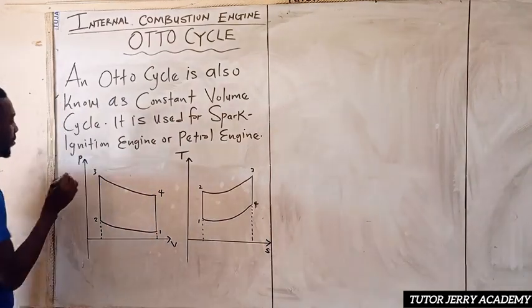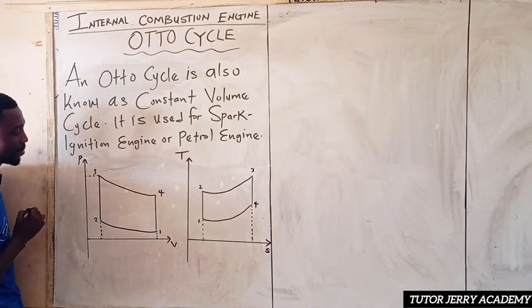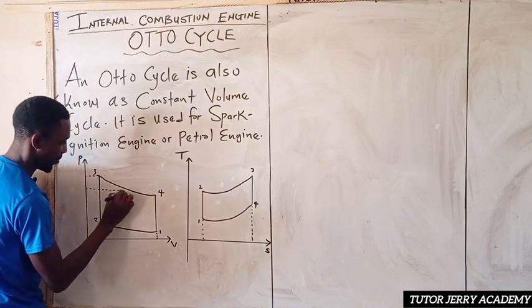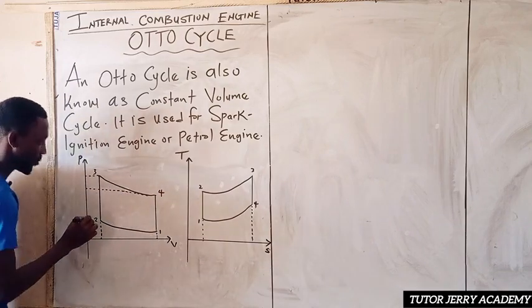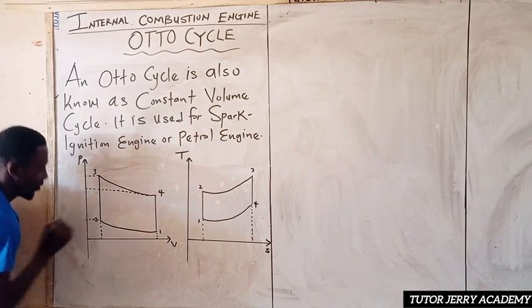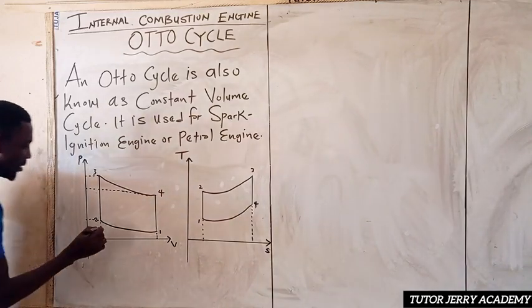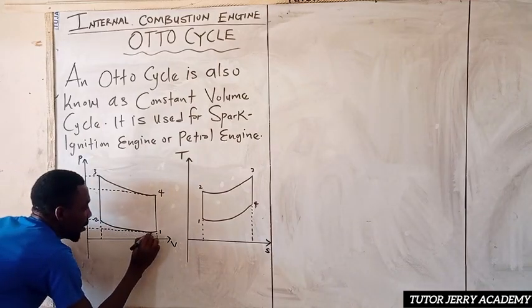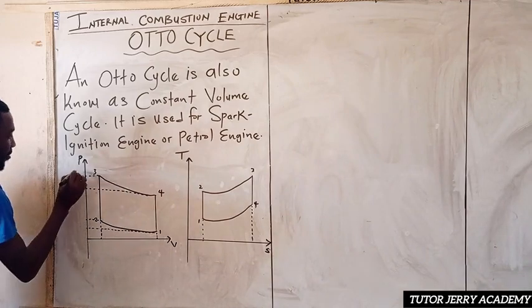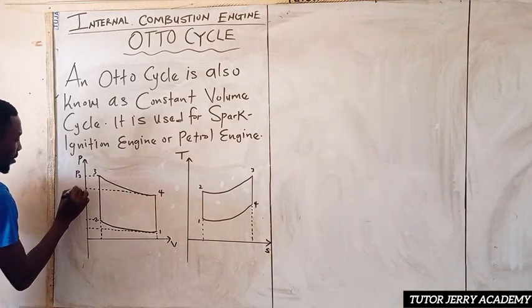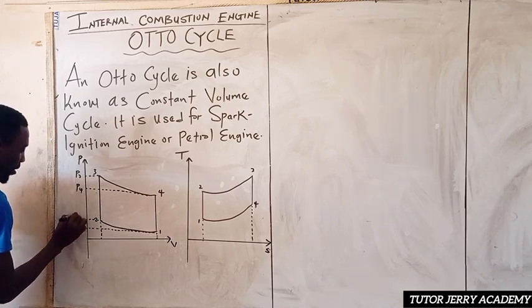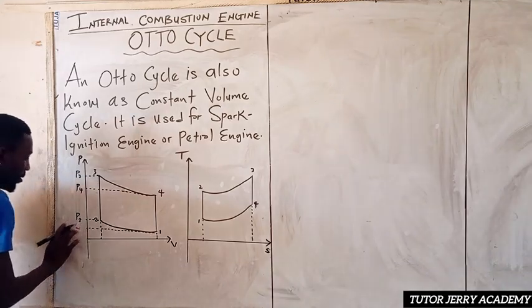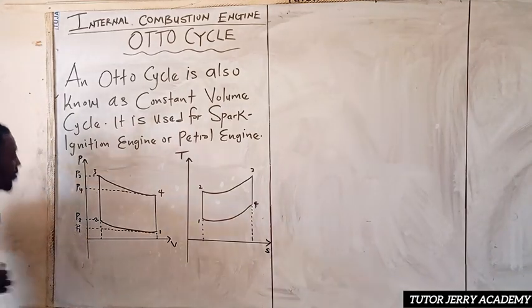So here we're going to have our maximum pressure here. Then here we are going to have P4, we are going to have P2 here, then we are going to have P1. So we have P3, we have P4, we have P2, and we have P1.